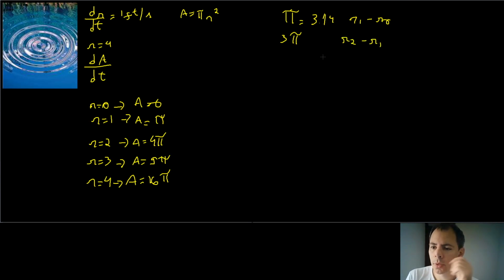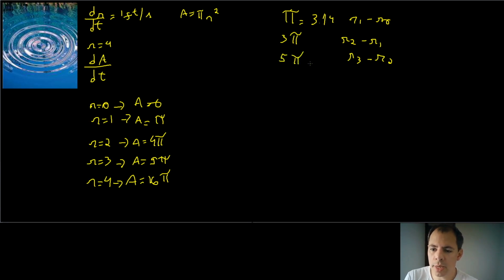So you see, from 0 to 1, the radius increased just 1 foot, and from 1 to 2, it also increased just 1 foot. But as it goes, the change in the area is going to get much larger. From the radius 2 to the radius 3, what do you have? Well, 9 pi minus 4 pi, you got 5 pi.